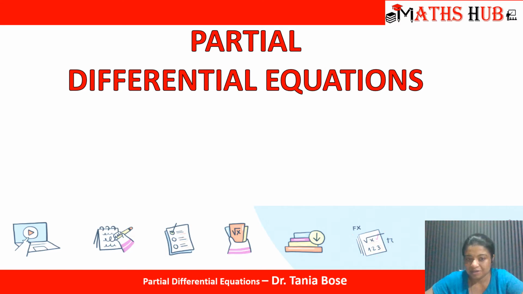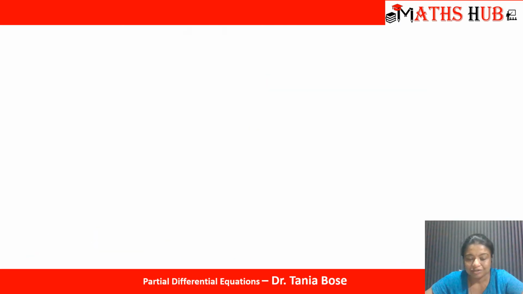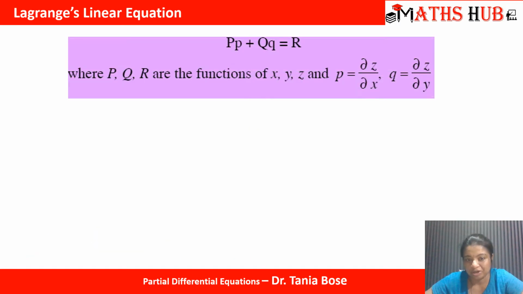So in this video series of partial differential equations, today we will be studying about the Lagrange's linear equation, right? So what is this Lagrange's linear equation all about? A standard Lagrange's linear equation will be of the type Pp plus Qq is equal to R, where capital P, capital Q and capital R are all functions of x, y and z, right? And in the previous video, I've already explained what are small p and small q. Small p is del z by del x and small q is del z by del y.